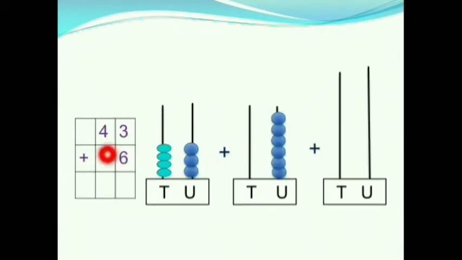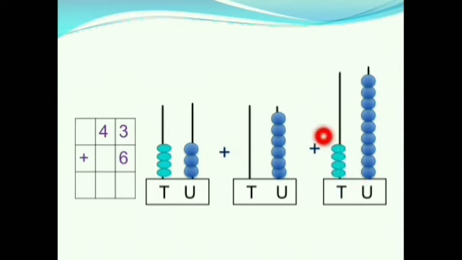Children, see this question. Here we should add 43 and 6 using abacus. In the units place we have 3 and 6. 3 plus 6 is equals to 9. So we will draw 9 bits in units place. In the tens place we have 4 and 0. 4 plus 0 is equals to 4. So we will draw 4 bits in tens place.